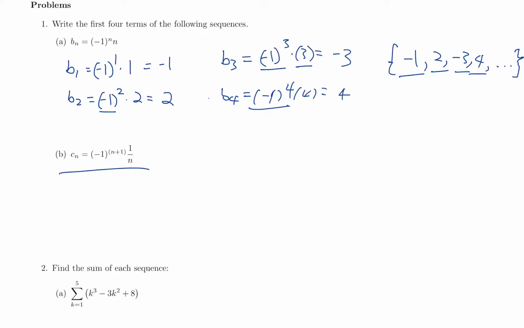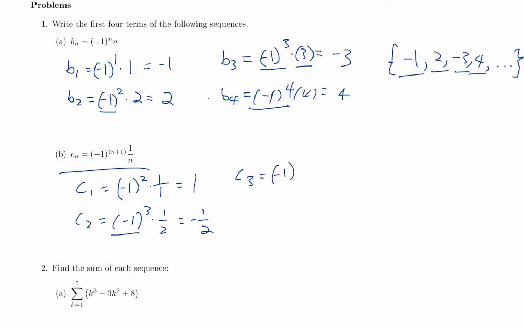So C of 1 will be -1 to the second power times 1 over 1. Gives me +1. C of 2, -1 to the third power times 1 over 2. This will be -1, so it'll be -1/2. C of 3, -1 to the fourth power, 1 over 3. This will be +1, so 1 over 3. C of 4, -1 to the fifth power, 1 over 4. This will be -1, so it'll be -1/4.